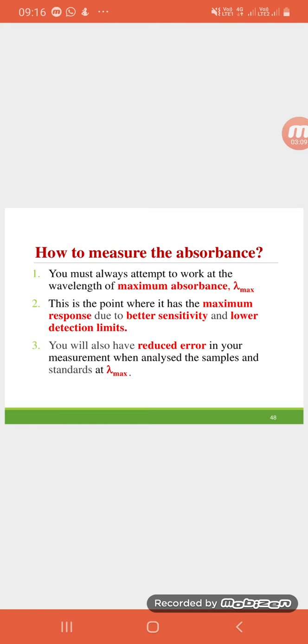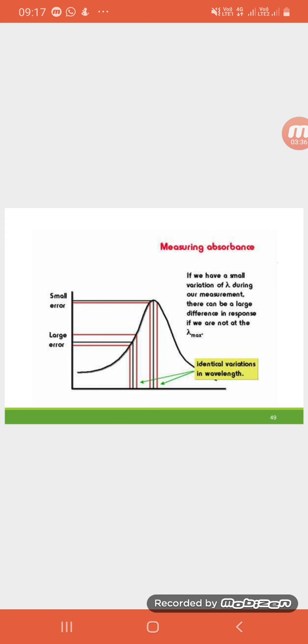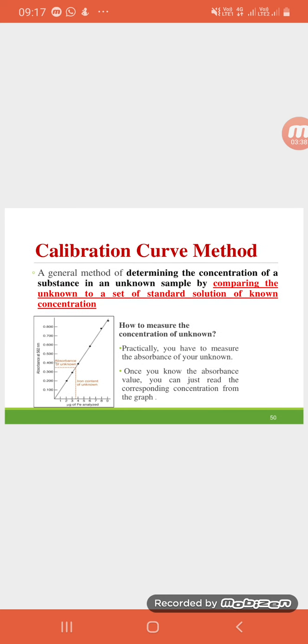You must always attempt to work at the wavelength of lambda max or maximum absorbance. Why? Because at this maximum absorbance, or lambda max, it has the maximum response due to better sensitivity and lower detection limit. And also at this lambda max, you will have the measurement with reduced error. You can refer to this diagram. The first method is the calibration curve method.